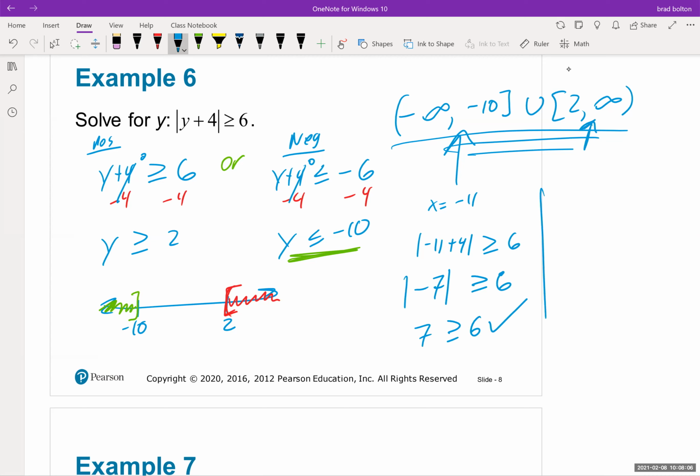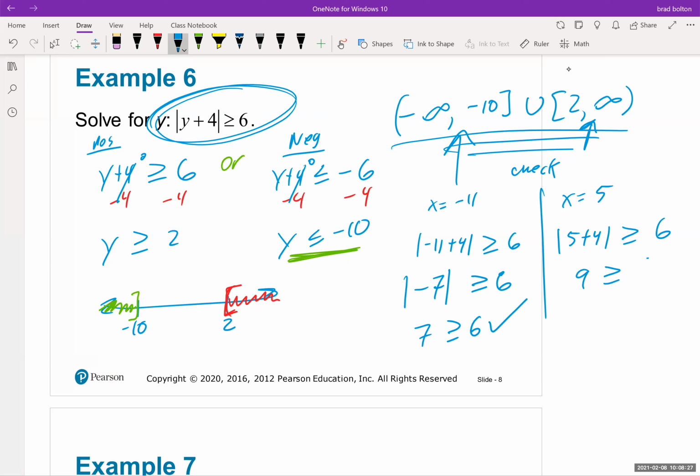Let's do one from here. Let's say x equals 5. This is our check, by the way. This is not required. This is just so you understand how intervals work. So we say the absolute value of 5 plus 4, and again, I'm using the original, is greater than or equal to 6. So this would become 9 is greater than or equal to 6. Is this a true statement? Check, right? So it's not bad at all. This is how it works.